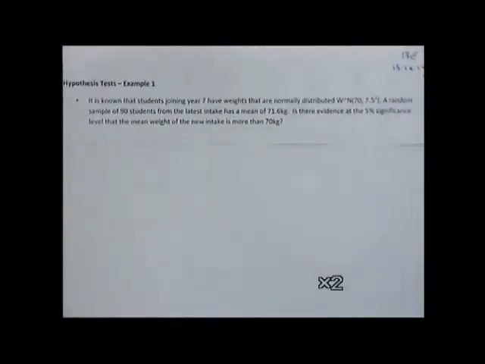So, the example we've got in front of us: it is known that students joining year 7 have weights that are normally distributed with a mean of 70 and a standard deviation of 7.5. We'll assume they are kilograms. Now, just from that one sentence, it is known that this is the great God of statistics has imparted us this information. You never argue with the great God of statistics. The examiner and he talk all the time, and you get this sort of thing in exam questions.